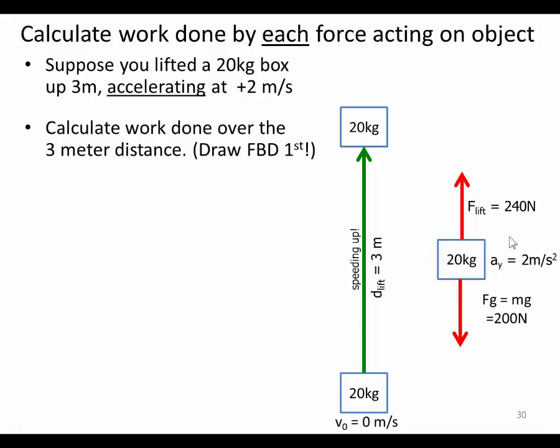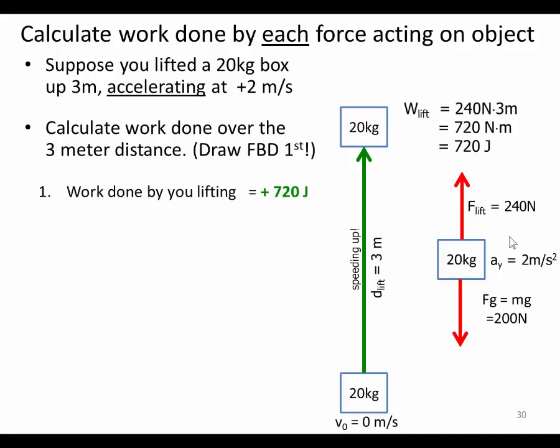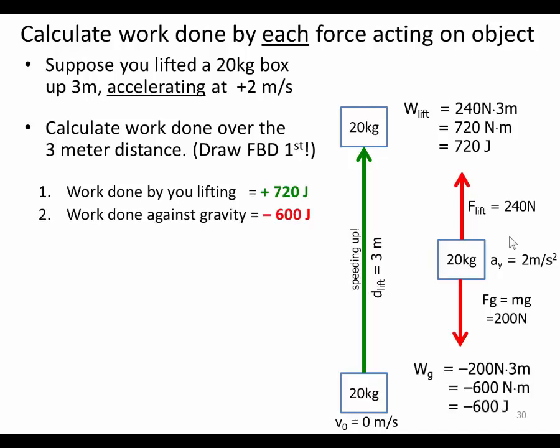Now let's calculate the work that you are doing when you lift. We're going to take the simple work equation, because these are aligned forces again. You are lifting with 240 newtons of force, and you're moving upwards 3 meters. They are aligned, matching directions, so it's going to be a positive work done by you: positive 720 joules. In the same sense, we calculate gravity, which is acting opposite. This is a downward force acting opposite our displacement vector, so that's a negative work done of negative 600 joules, just like last time.